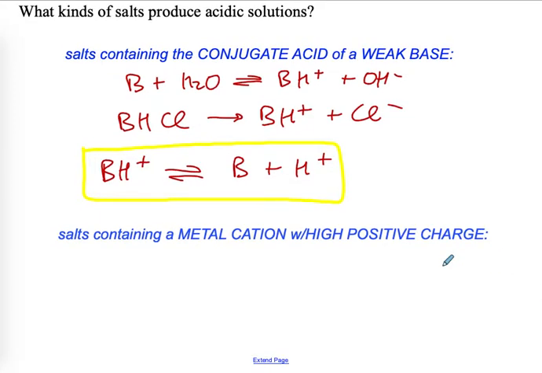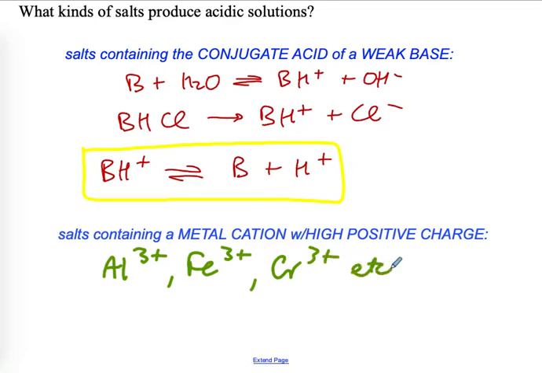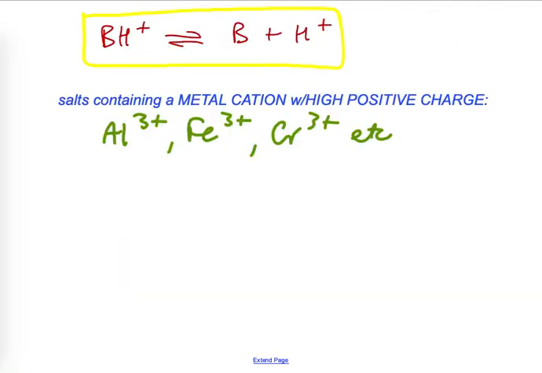What are some examples of these? Well, examples would include aluminum 3+, iron 3+, chromium 3+, etc. So how do these form acidic solutions? Well, the equation is as follows. I'm going to consider the hydrated metal cation M(H2O)6 3+. This indicates that there are 6 water molecules coordinated to the metal 3+ cation in solution.